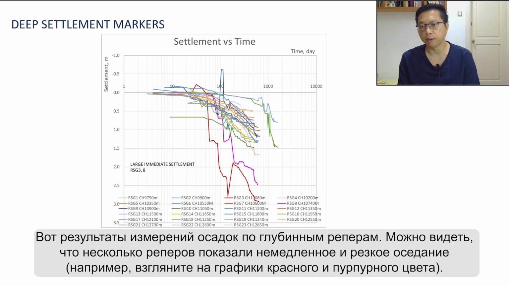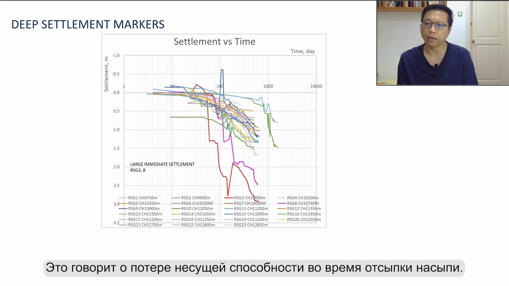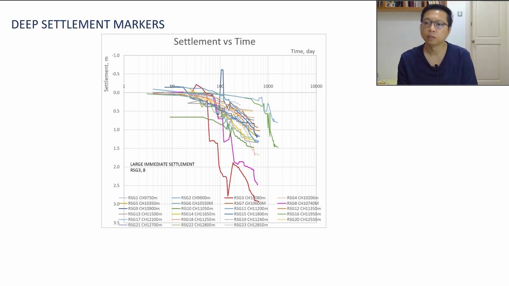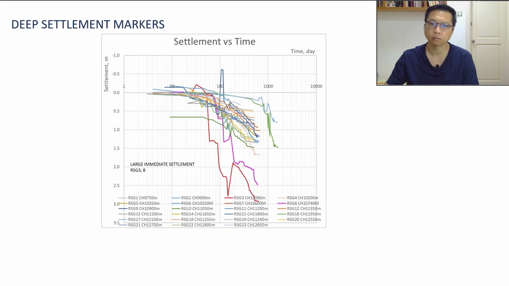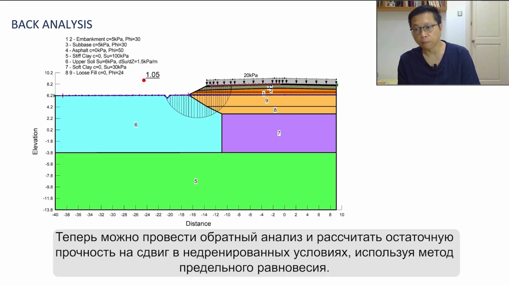Now, these are the deep settlement marker readings. As you can see, there are a few readings that show immediate and drastic settlement, such as the readings in red and magenta color lines in the graph. This indicates bearing capacity failure happened during the filling of the embankment. The soft clay is sheared and transitions into residual strength mode. Now, you can do some back analysis and compute the residual undrained shear strength using limit equilibrium method.